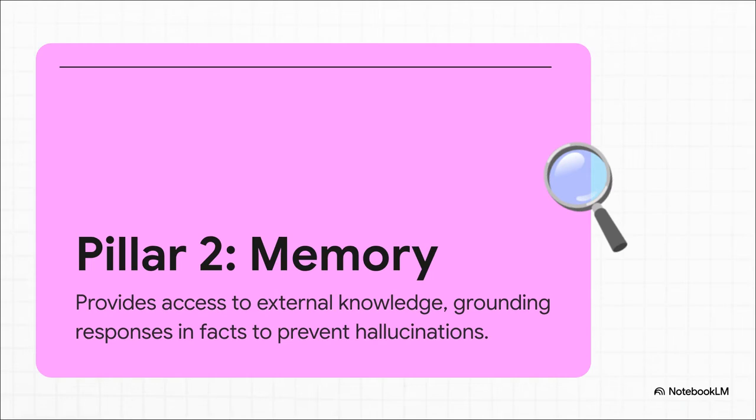Second, we have memory. This is absolutely crucial. This is how we give the AI a long-term memory, and, maybe more importantly, how we stop it from just making stuff up, when it hallucinates. The memory component connects the AI to your actual data, your files, your company's knowledge base, so its answers are based on facts, not fiction.